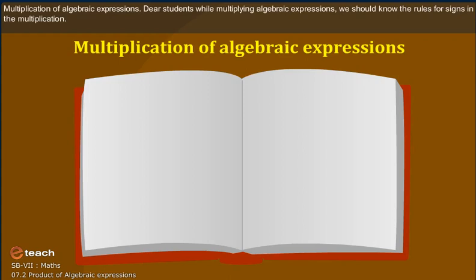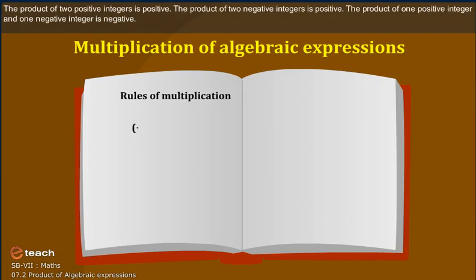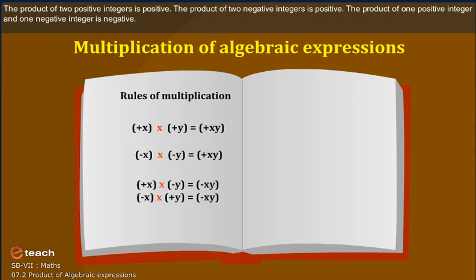Dear students, while multiplying algebraic expressions, we should know the rules for signs in the multiplication. The product of two positive integers is positive. The product of two negative integers is also positive. And the product of one positive integer and one negative integer is negative.